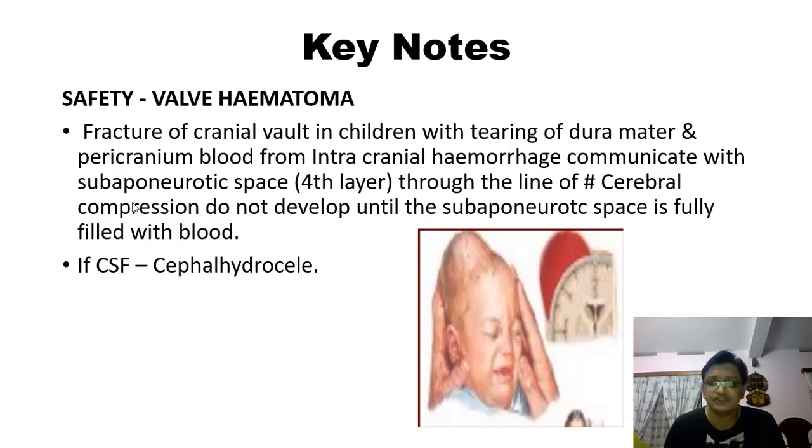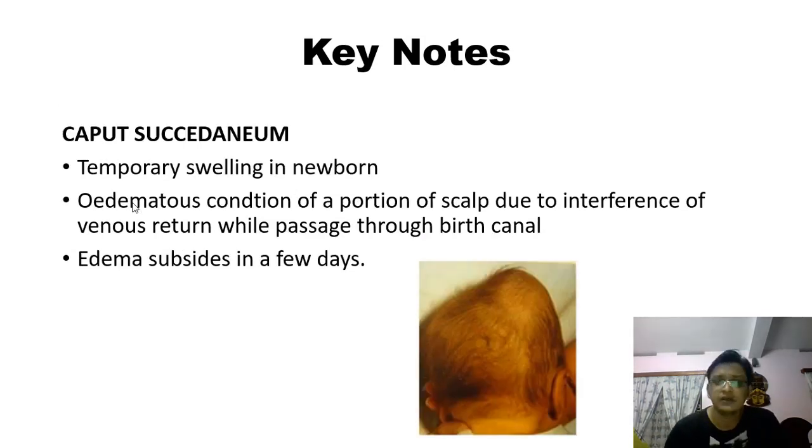So with any head injury or fracture of the cranial vault in pediatrics, the blood will not create compression in the brain. Instead, it will go into the scalp till the subaponeurotic space is fully filled with blood, which will avoid more damage to the brain. In the same way, if CSF is filled, that is called cephalhydrocele. Okay, this is also interesting. This is called caput succedaneum.